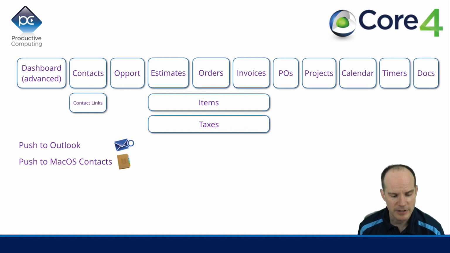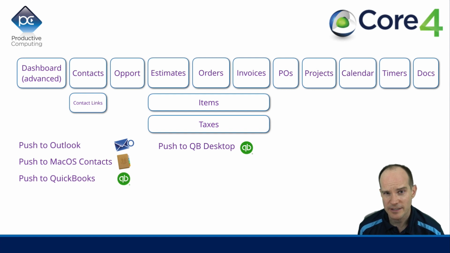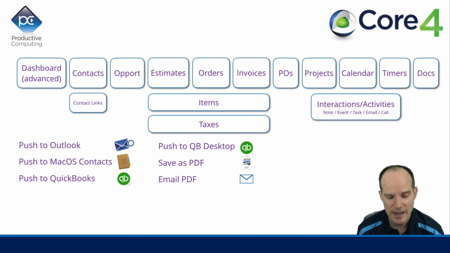We also have the ability to push contacts to Mac OS contacts on your Macintosh. You can push to QuickBooks Desktop, either through the contacts module or the invoice module. You can save as a PDF and email those PDFs out. And then we also have interactions, or what we call activities, and that includes notes, events, tasks, email, and calls.